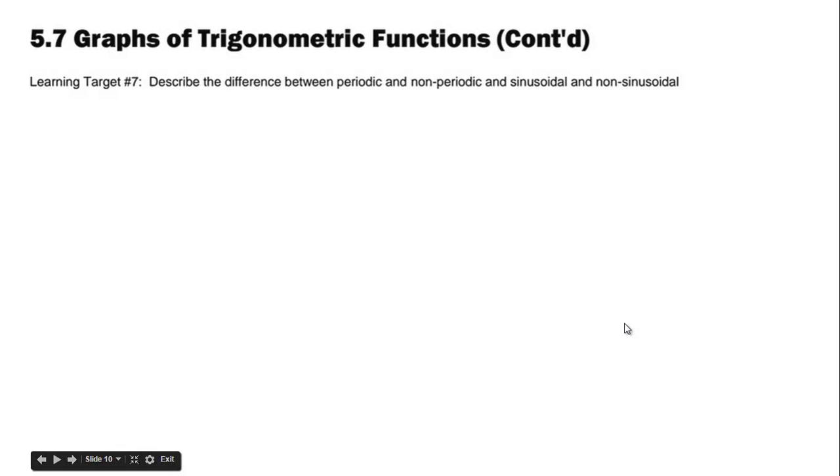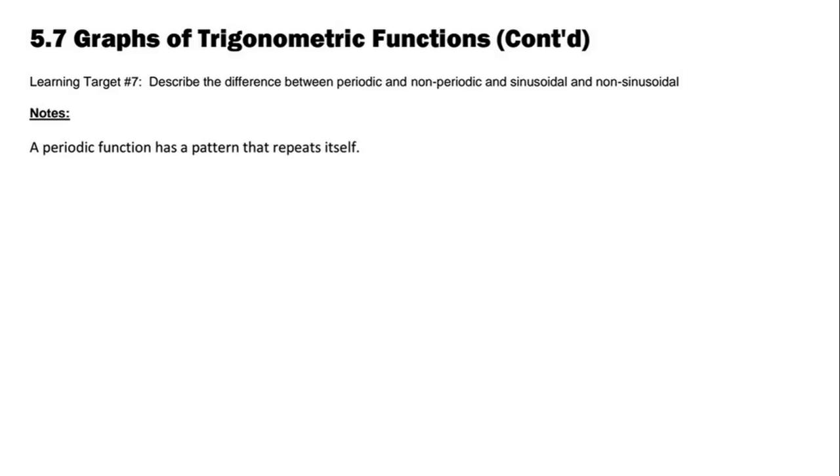Okay, welcome to the second part of lesson 6. So we're just going to pick up with learning target 7, where we're going to describe the difference between periodic and non-periodic, sinusoidal and non-sinusoidal. Also, one thing we're going to do here is talk about some of the key definitions, which we already started talking about in the last part.